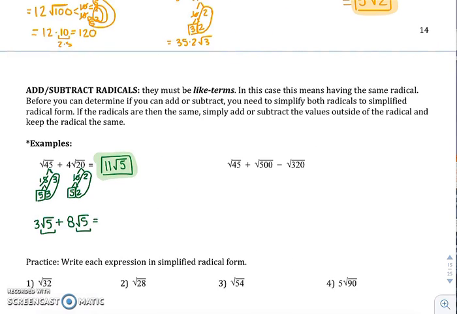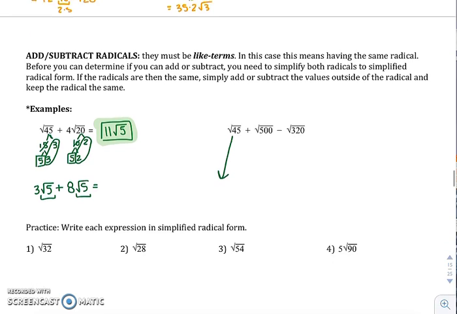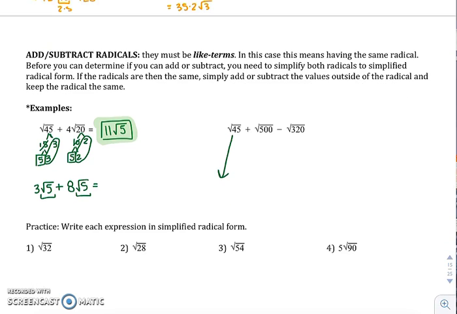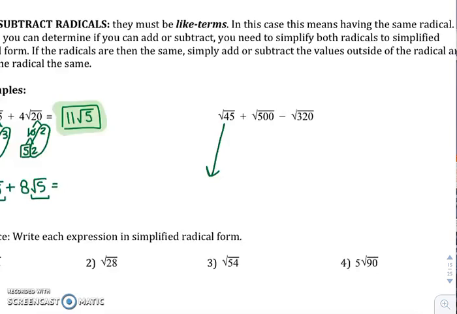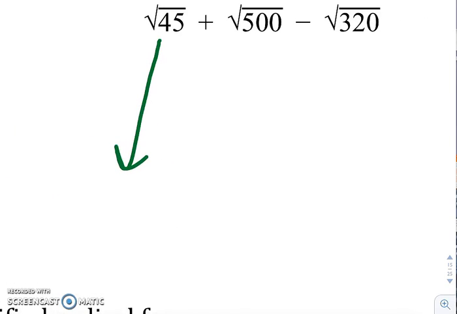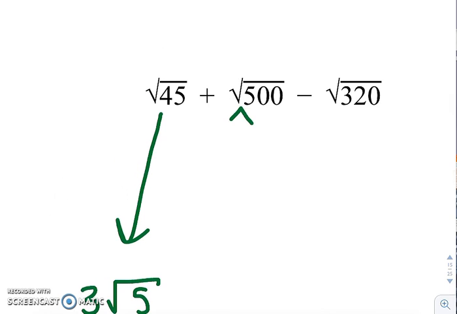So the next one, square root of 45 plus square root of 500 minus the square root of 320. Yes, they're big numbers, but the square root of 45 we just did. So I'm actually just going to rewrite 45 as 3 square root 5 because that's what we found it to be when we just did the problem before it. So let's do that. And then we have to do 500 and 320. So 500, I think the easiest one to think of is 10 times 5.